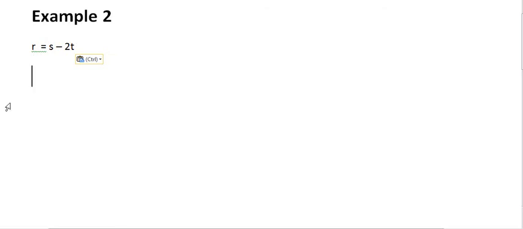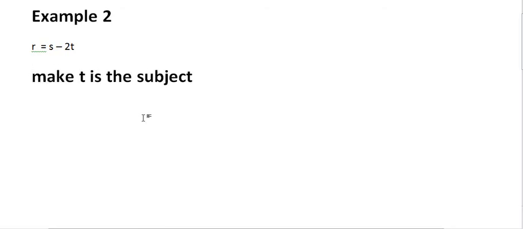Now here t is the subject. To make t the subject, first, what are the values given to us? s and r are given, and we need to make t the subject. Okay. So first thing is we remove s. Here we have to do three things. If you look at it carefully, first we have to remove s, we have to remove 2, and we also have to remove the negative sign to get t as a subject.